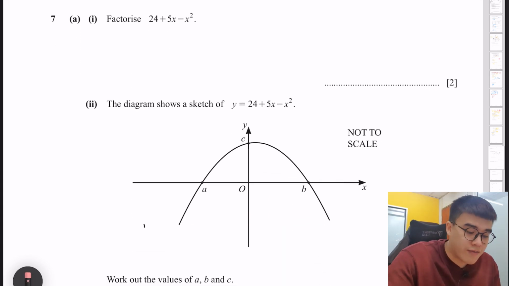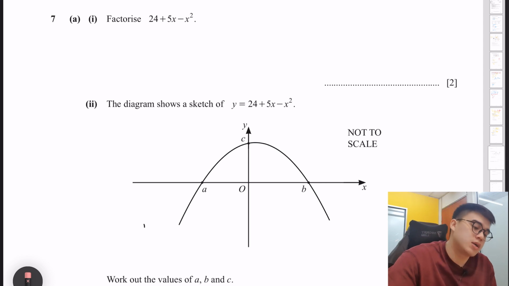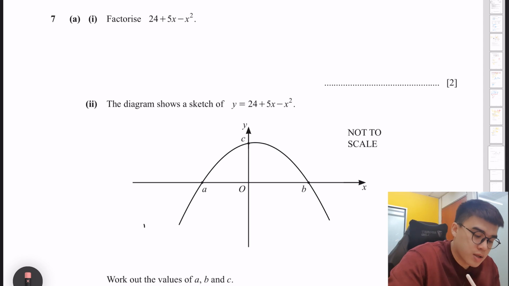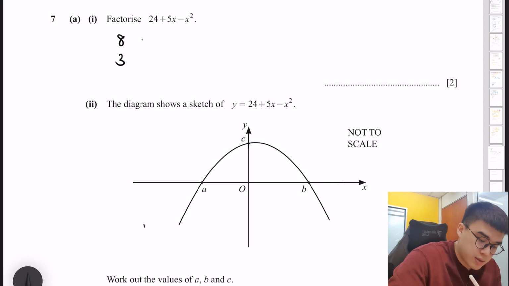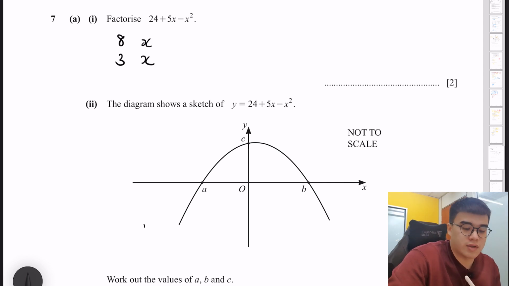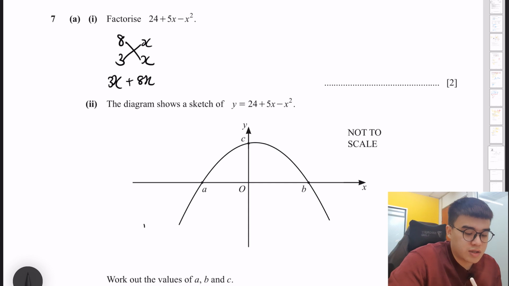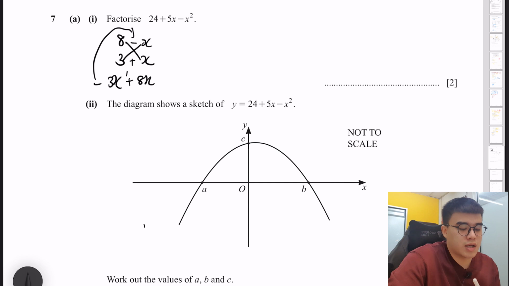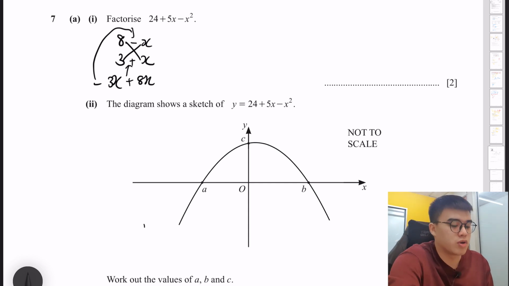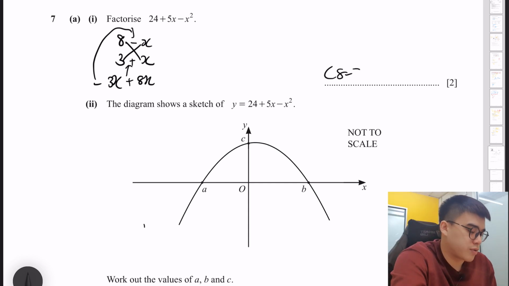Okay, so for 7 part A number 1. You're required to use the traditional factorization method. It can be 8 times 3 for this, and x for this. 8x, 3x's. They wanted 5x at the center, so I will put it this way. The front one is negative, the next one is positive. So after the factorization process, you should get the following answer.